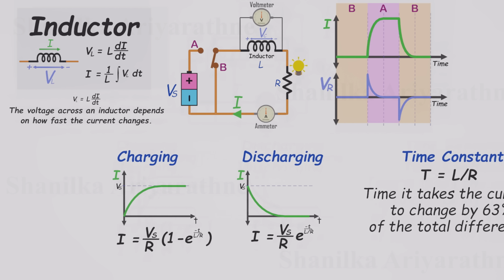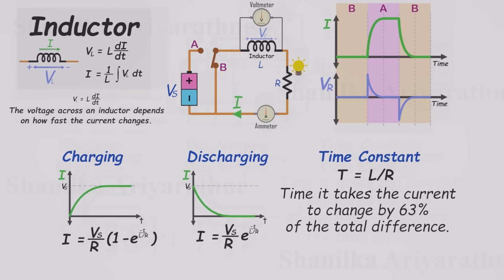Now, here's an important concept. The term L divided by R, inductance over resistance, is called the time constant, or tau. It tells us how quickly the inductor charges or discharges. By changing the inductance or resistance, we can control how fast or slow this happens. After one time constant, the current changes by about 63% of its total difference, whether it's building up or dying out. So the time constant gives us a clear way to measure how fast or slow an inductor responds, just like the capacitor, but in reverse.